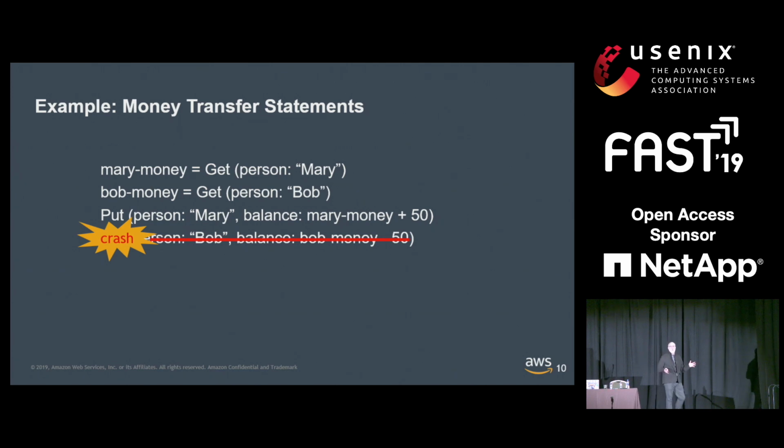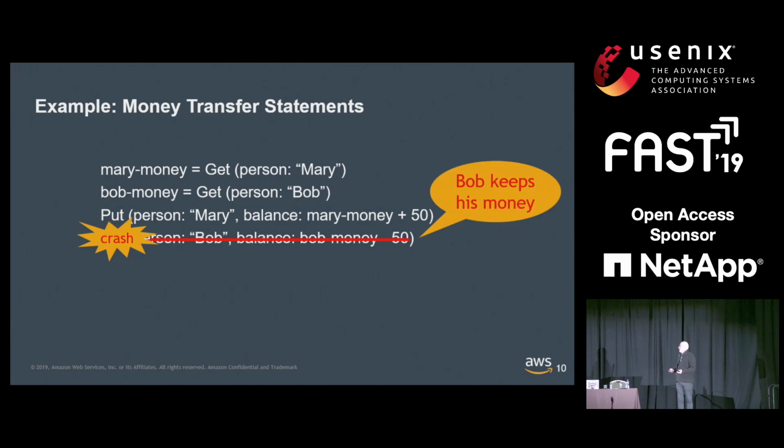For one thing, there's no guarantee without atomicity that your whole set of statements is going to execute. Your application may crash after updating Mary's account, but before updating Bob's account. In this case, Bob would be really happy because he gets to keep his $50, but the bank probably is not going to be really happy with that.